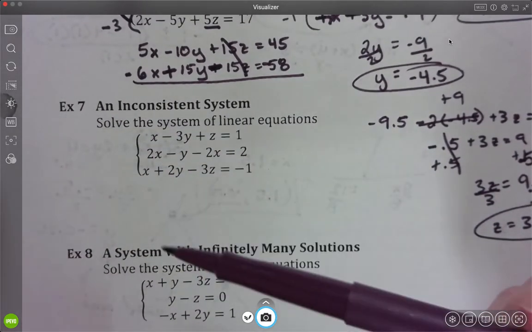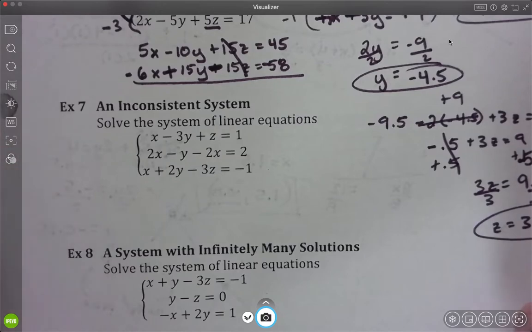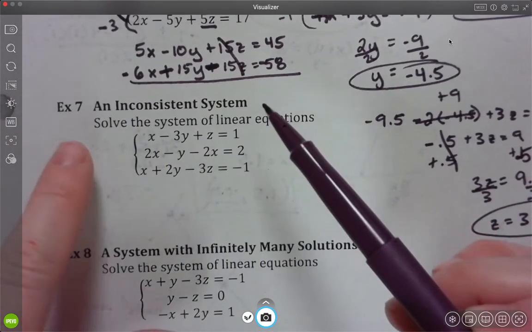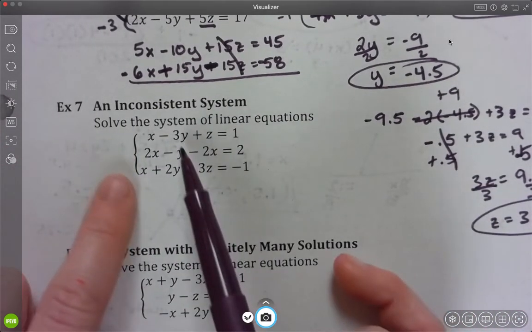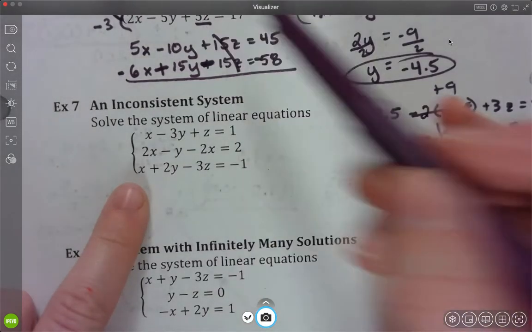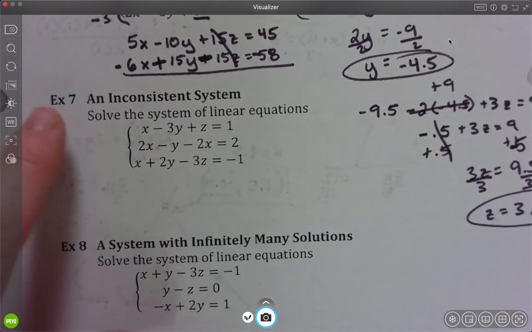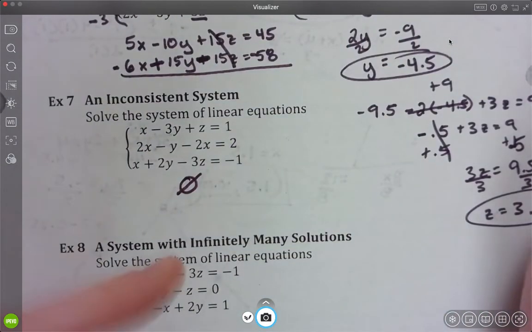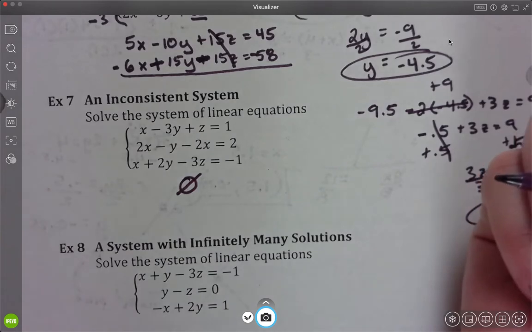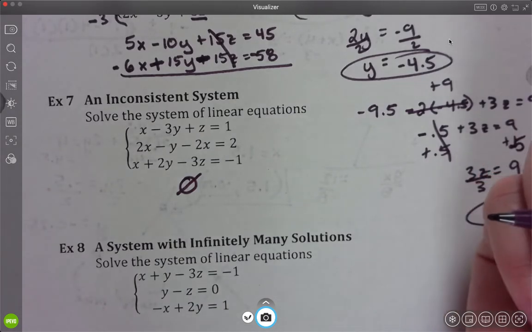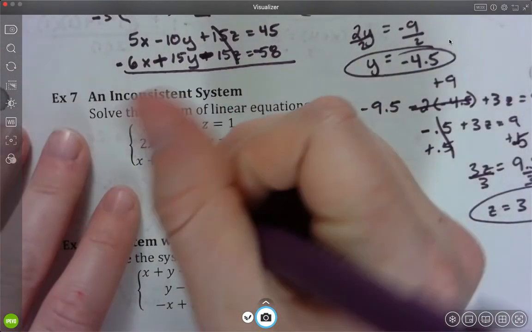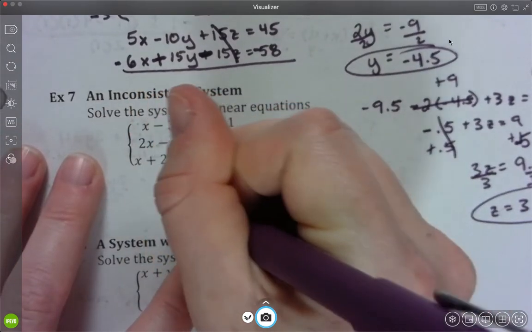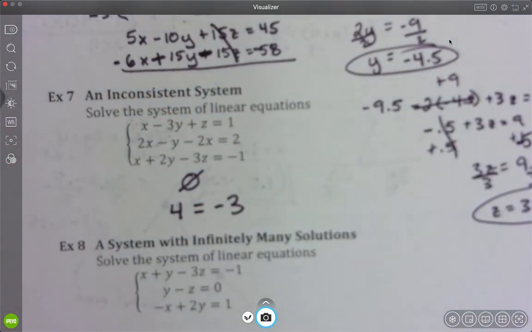All right. Okay, so example 7, example 8. I'm not going to go through these, but I'm going to show you kind of what they mean. So an inconsistent system: solving the system of linear equations, we would go through the same process, but we would end up getting no solution. All of the x's or all of the y's or all of the z's would end up canceling out so that we have something like 4 equals -3. Well, 4 is not equal to -3 ever, so we would end up with no solutions.